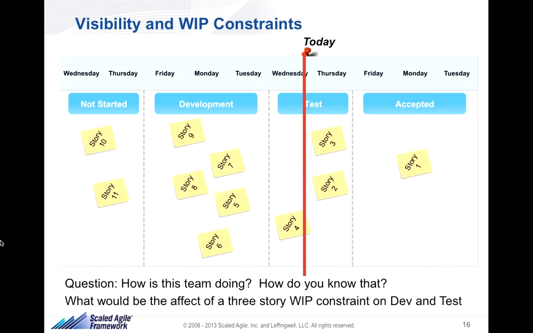So I throw this slide in as a teaser to illustrate some of the differences between Kanban, Scrum, work in process visibility, and a traditional model, which would have some other form of status report. I'll give a 10-second pause here and ask yourself a question. How is this team doing?